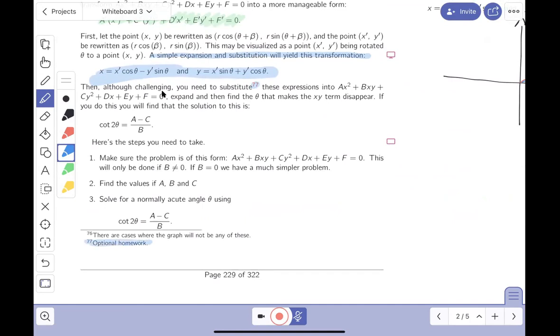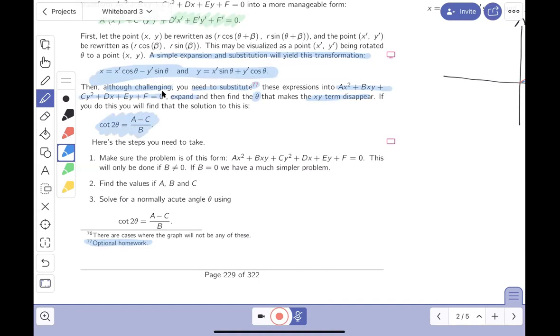Now, when I say it's optional, options are what gives you nice choices in life. Are you willing to take those options of trying things? But here's what they said. Although it's challenging, you need to substitute this into this equation over here. Then you need to expand it. And then you need to find the theta that would make the xy term disappear. My claim, if you do that, you're eventually going to arrive upon a very simple formula.